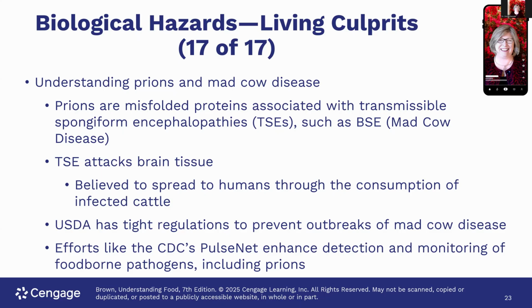So prions are misfolded proteins associated with transmissible spongiform encephalopathies, TSEs, such as mad cow disease. TSE attacks brain tissue. It's believed to spread to humans through the consumption of infected cattle. The USDA has tight regulations to prevent outbreaks of mad cow disease. And we see this through CDC's PulseNet, where they have a system of monitoring foodborne pathogens, including prions, where these can be reported and then monitored.